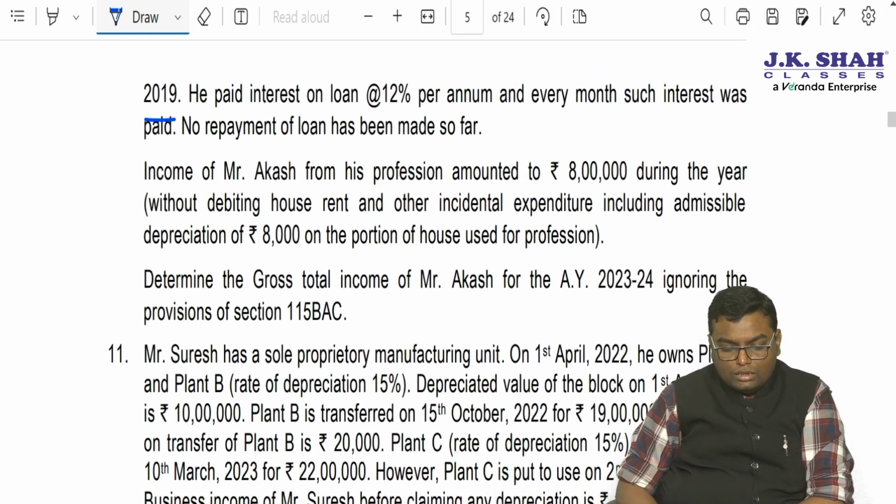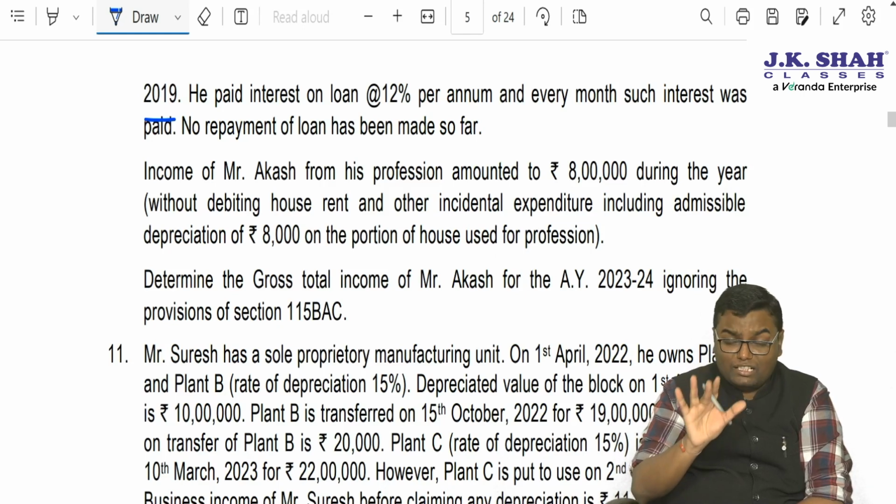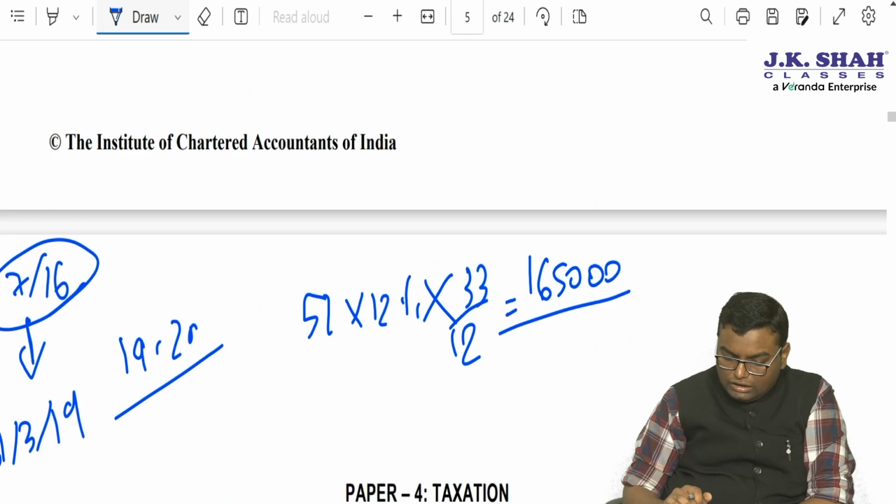Then income of Mr. Akash from his profession amounted to rupees 8 lakh during the year without debiting house rent and other incidental expenditure, including admissible depreciation of 8,000 on the portion of the house. So the depreciation and all the other items are yet to be deducted. Determine gross total income.